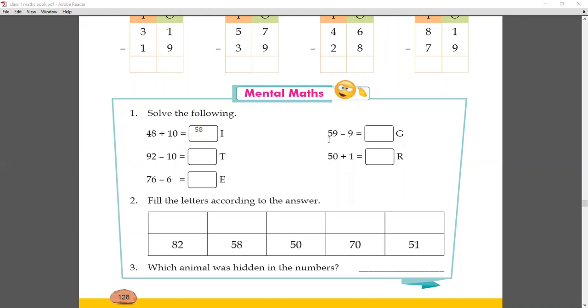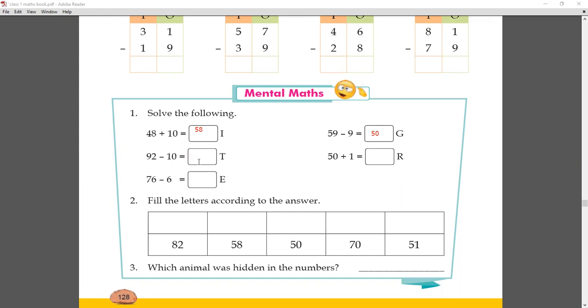Okay, next is 59 minus 9. 59 minus 9, minus means subtract, and when we subtract we count backward. So take your 9 fingers and count backward. 59, 58, 57, 56, 55, 54, 53, 52, 51 and 50. So what do we write here? 50.